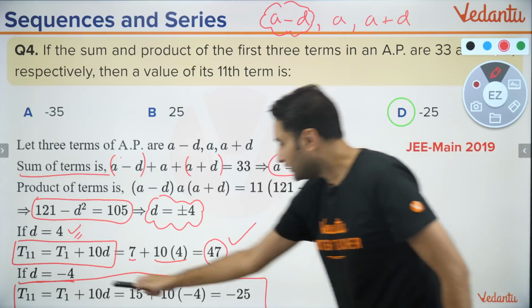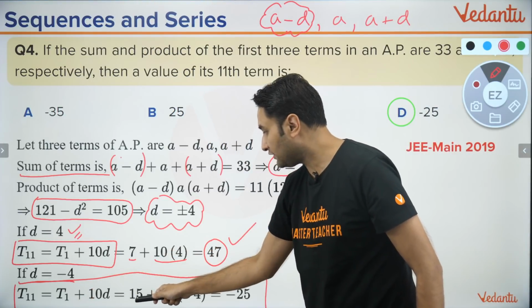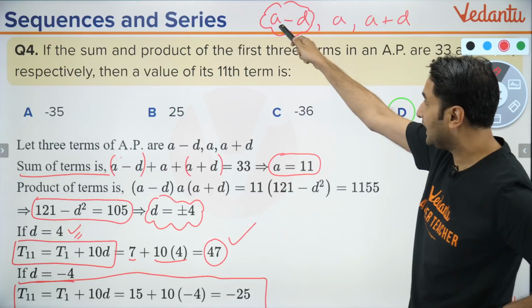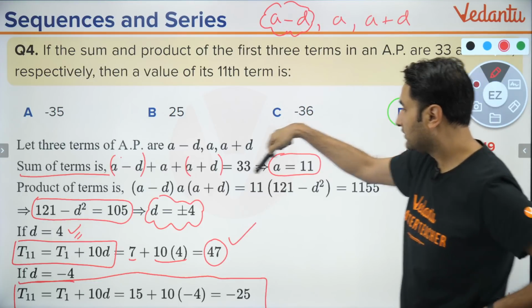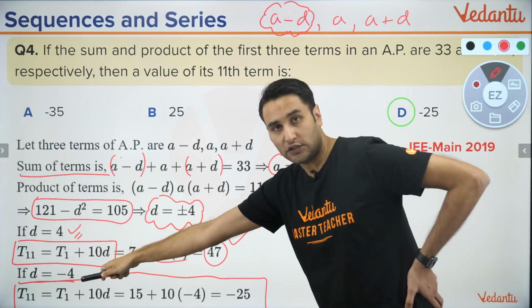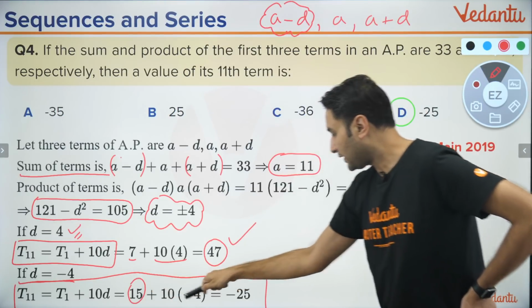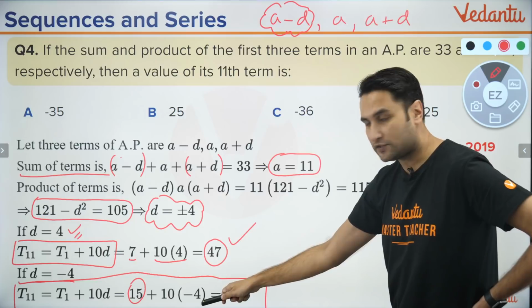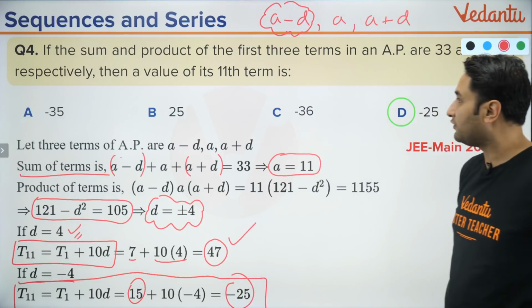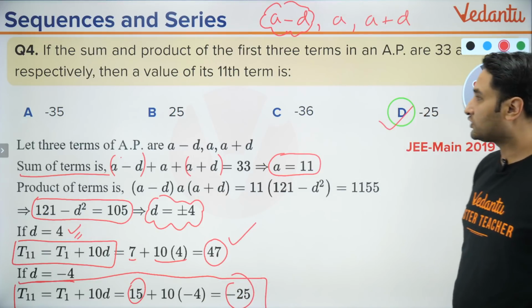कितना हो जाएगा? T1 plus 10D. T1 कितना हो जाएगा? First term is 11 minus 4, कितना हो जाएगा बच्चों? 15. So 15 plus 10 into D, that is minus 4, minus 25. Check the options. Minus 25 is the correct one.